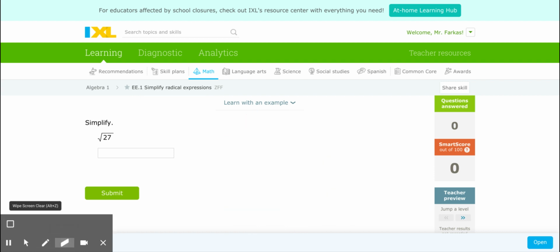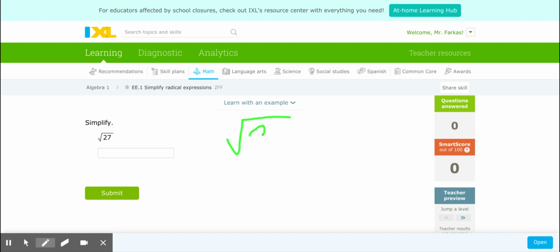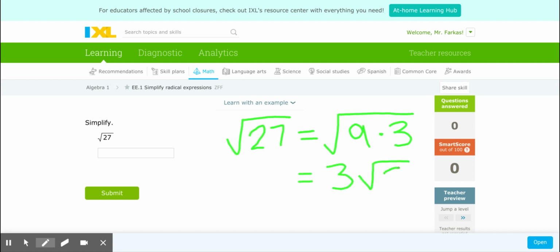All right, so when we're doing this problem, what we want to do is simplify the square root of 27. So how can we factor 27 so that it has a number that we can take out? Well, 27 is the same as 9 times 3, right? And as we just saw, the square root of 9 is equal to the whole number 3. So what we can do is write this as 3 square root of 3, because the square root of 9 is 3, so that's why it came outside here.